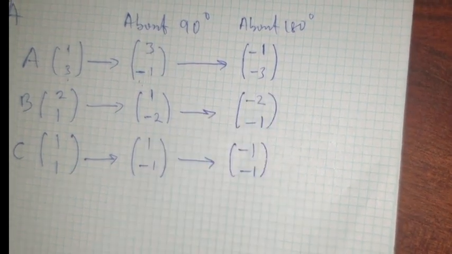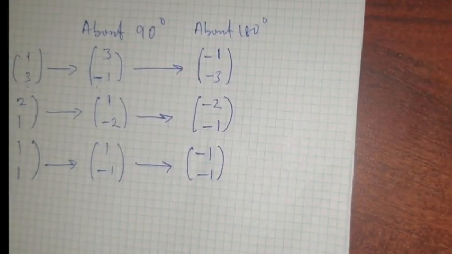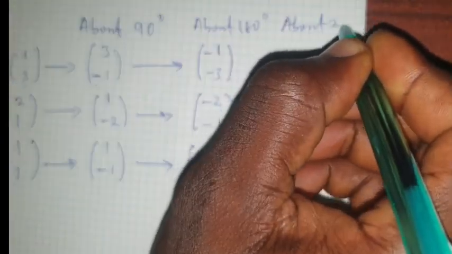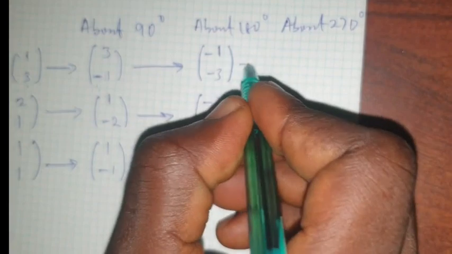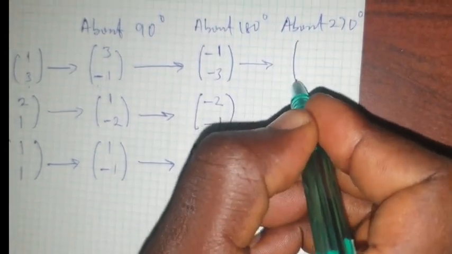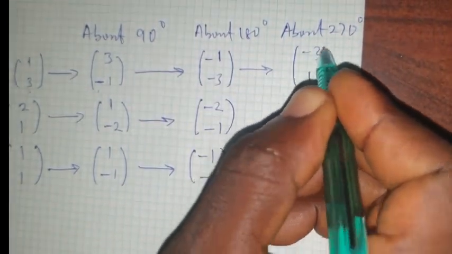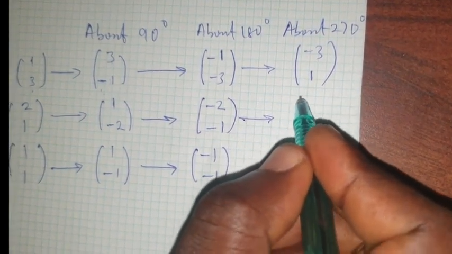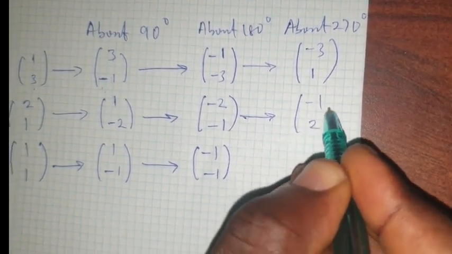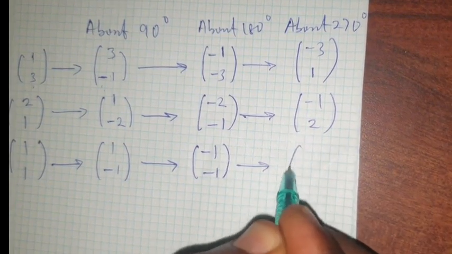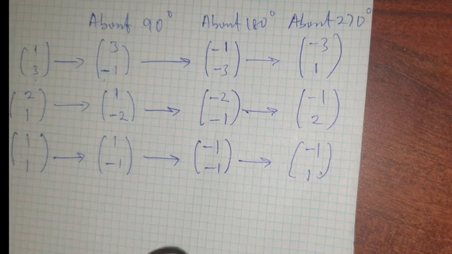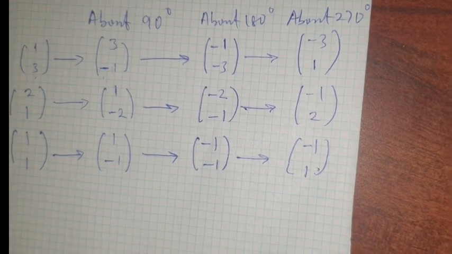Then about 270 degrees now. So about 270 degrees, the image will be minus 3, 1. Then for the second point, minus 1, 2. Then the third point, minus 1, 1. Then about 360 degrees, that means we are going back to the original position.